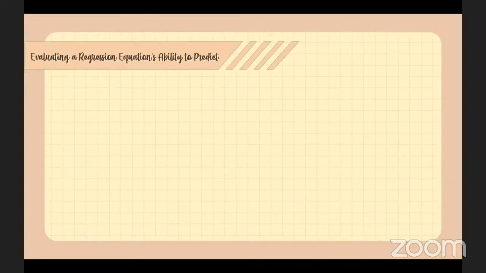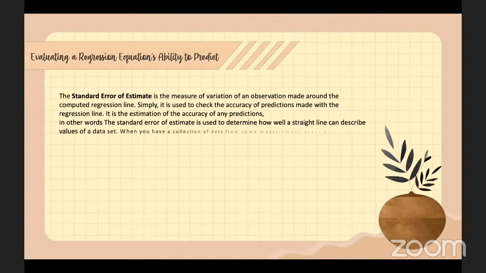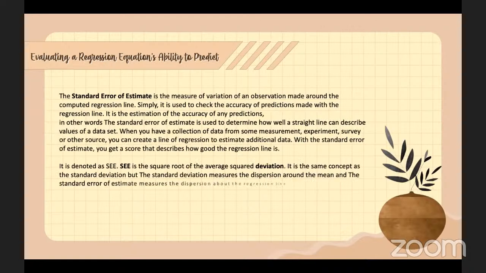Time is up. And next is evaluating a regression equation's ability to predict. The standard error of estimate is the measure of the variation of an observation made around the computed regression line. Simply, it is used to check the accuracy of predictions made with the regression line.